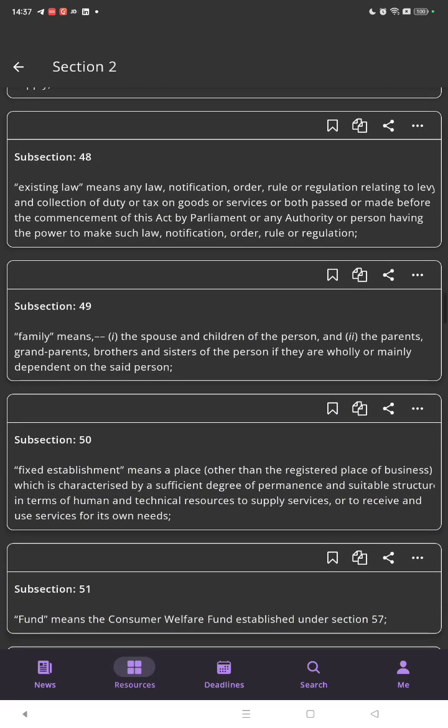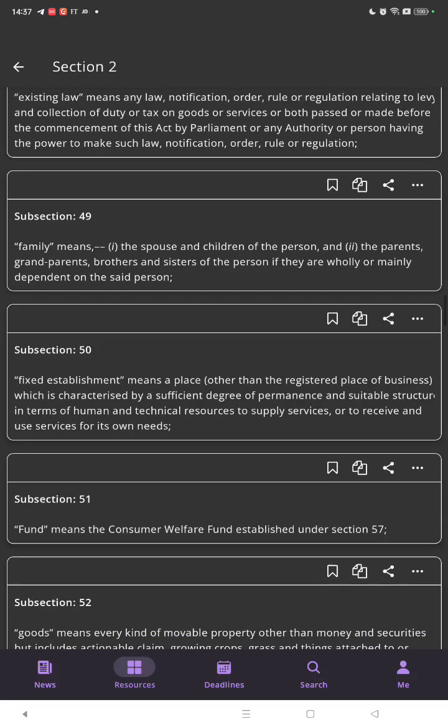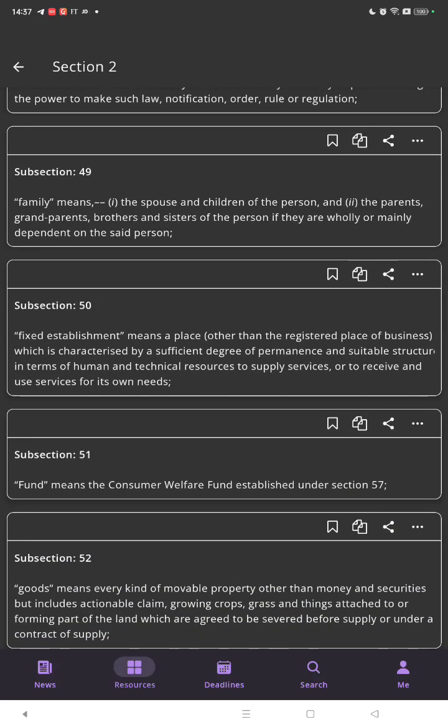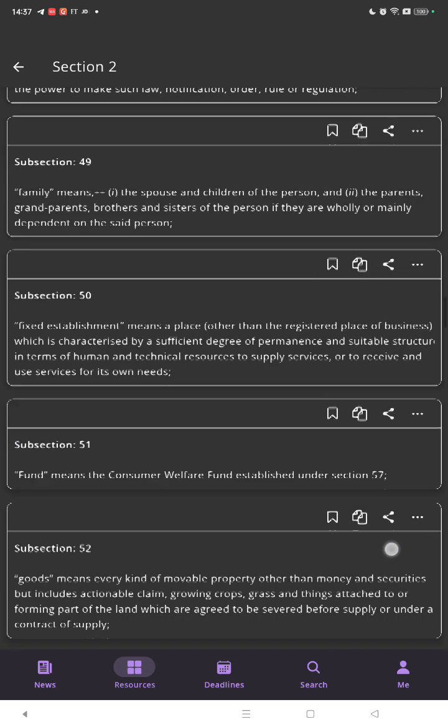Subsection 48. Existing law means any law, notification, order, rules, or regulations relating to levy and collection of duty or tax on goods or services or both passed or made before the commencement of this Act by Parliament or any authority or person having the power to make such law, notification, order, rules, or regulations. Subsection 49. Family means the spouse and children of the person, and the parents, grandparents, brothers and sisters of the person, if they are wholly or mainly dependent on the said person.